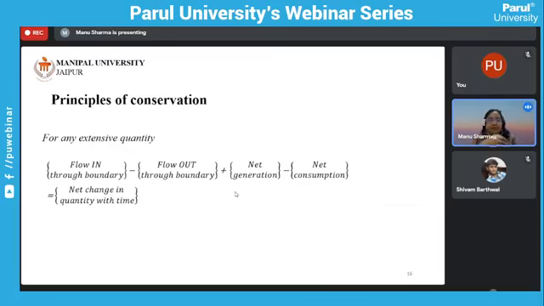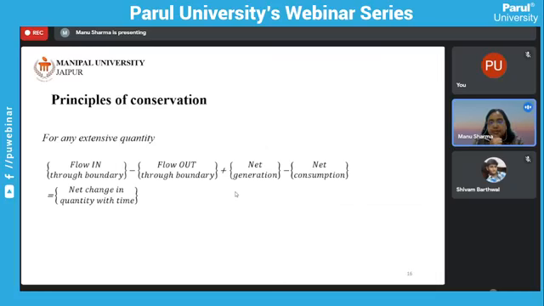Once the variables are identified, we start developing the mathematical equations, which, as I've already mentioned, are based on the mass balances, energy balances, and momentum balances. Overall, we can say that they are based on the principles of conservation. The principles of conservation state that for any extensive quantity, whatever is going into the system must be related with the process output. If anything is generated, then we have to add it.